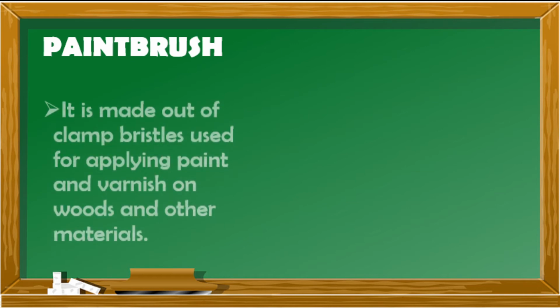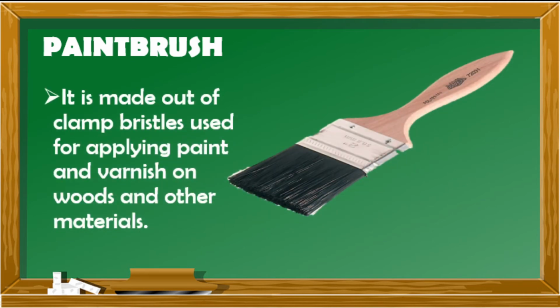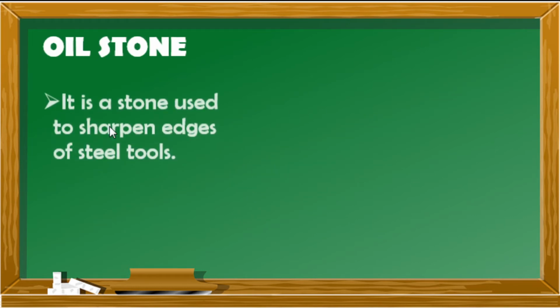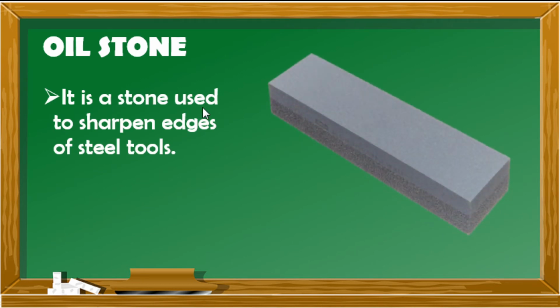Paintbrush made out of clamp bristles used for applying paint and varnish on the wood and other surface materials. Different sizes din siya available. So for painting. Oil stone, it is used to sharpen the edge of steel. So ano yung mga ginagamit natin tools na applicable dito para kay oil stone? So chisel and yung plane. So ginagamit si oil stone para ma-sharpen yung edge ng plane natin, yung talim ng plane at ng chisels natin.